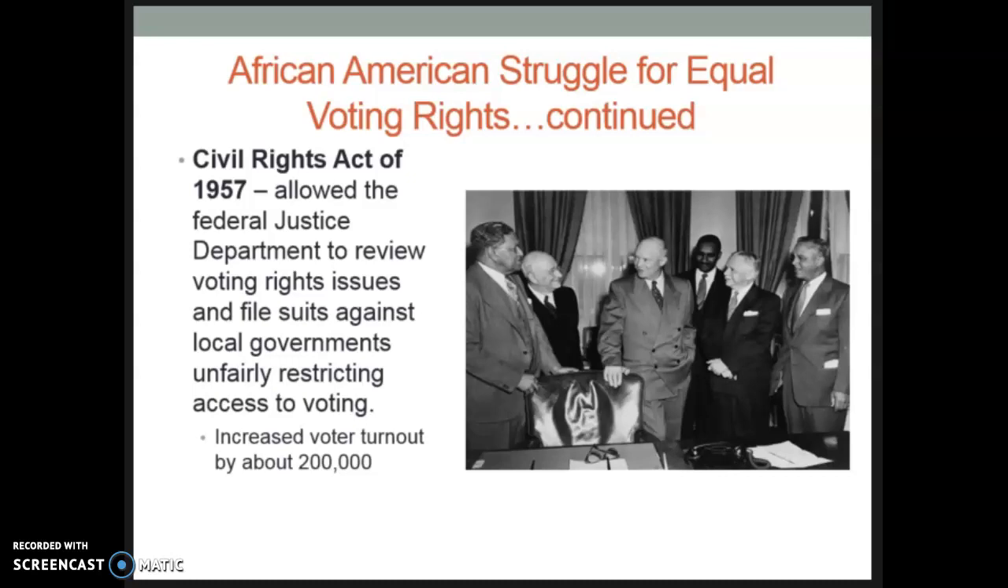In 1957, a Civil Rights Act was passed. It allowed the Federal Justice Department to review the voting rights issues and file suits against local governments unfairly restricting access to voting. This did successfully increase voter turnout by about 200,000. So if you were in a county where you felt that practices were being used that unfairly discriminated against your access to vote, then you could file a complaint, and the federal government would actually investigate that complaint.